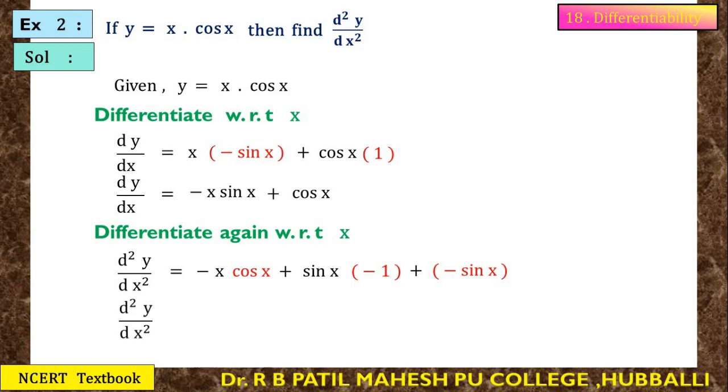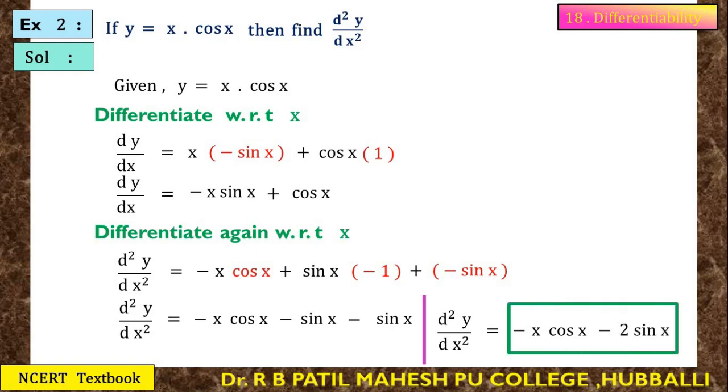For d square y by dx square, in the next step of simplification, we have minus x cos x, and this is minus sin x, and this is also minus sin x. Minus into plus is minus. So therefore d square y by dx square you will get minus x cos x. We can combine these two, minus sin x and minus sin x, so this becomes minus 2 sin x. So this is the double derivative of the y function, or second order derivative of the given y function. In this way you have to follow the rules of the derivative.